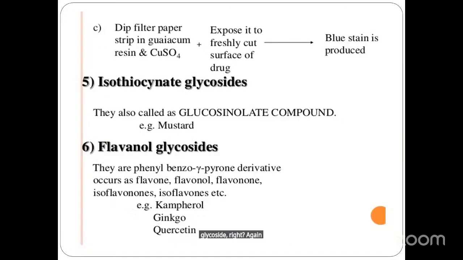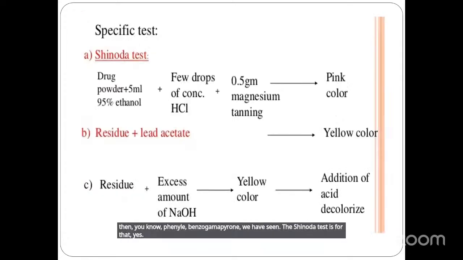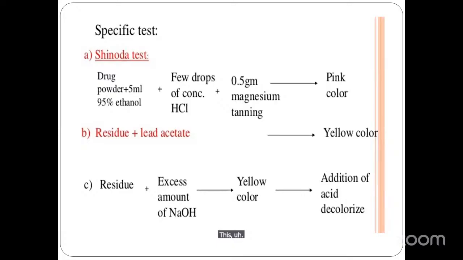Again, there is the isothiocyanate glycoside. You have to just remember glucosinolate compounds, black mustard. There is no such chemical test. Then phenyl benzopyrone, flavonol. We have seen the Shinoda test is for that. Yes, many times a question has been asked on the Shinoda.